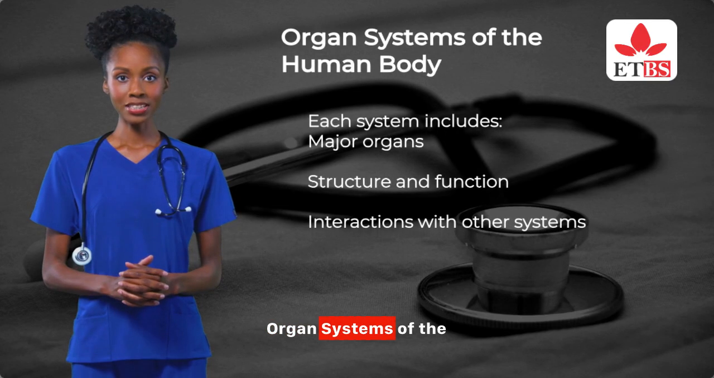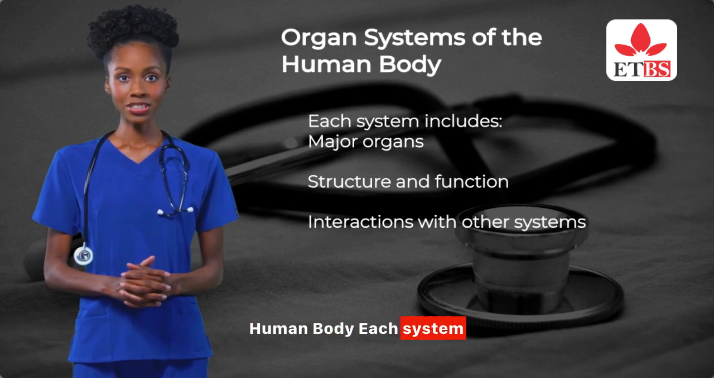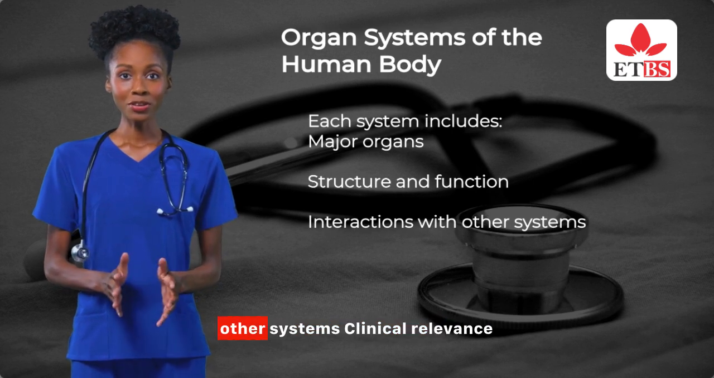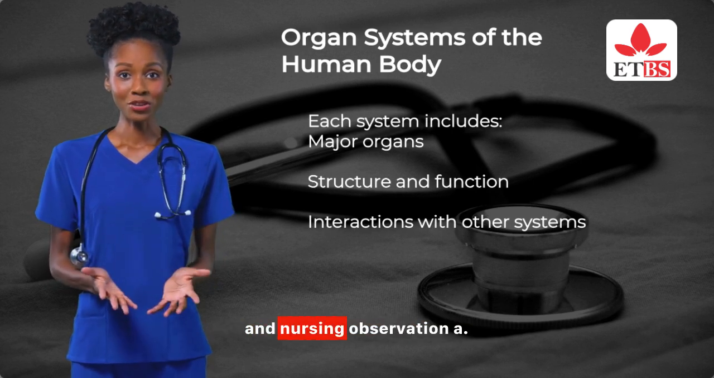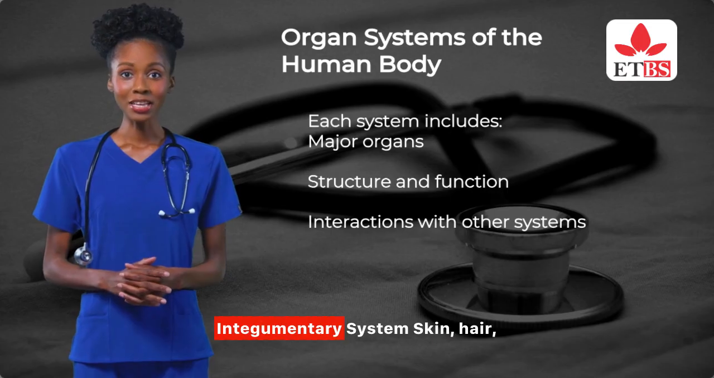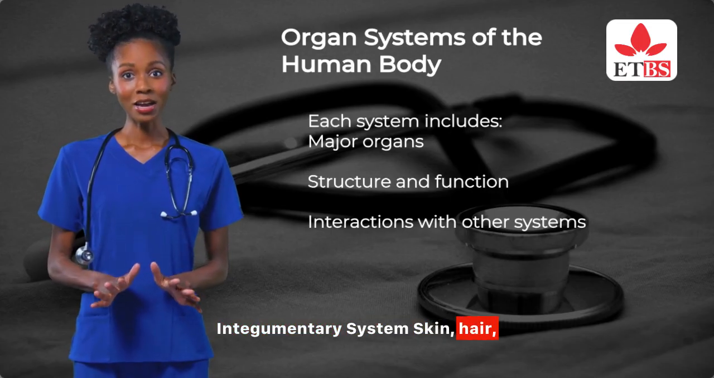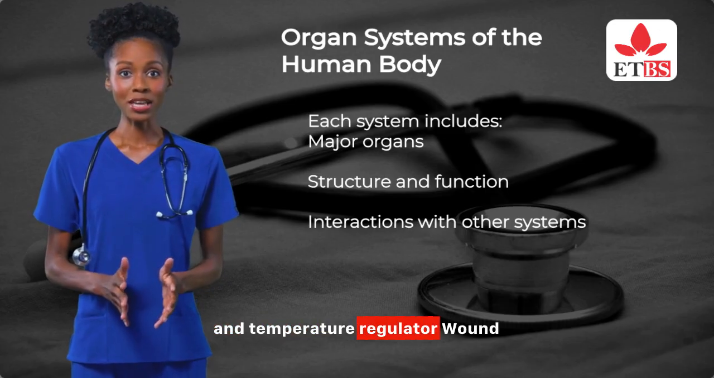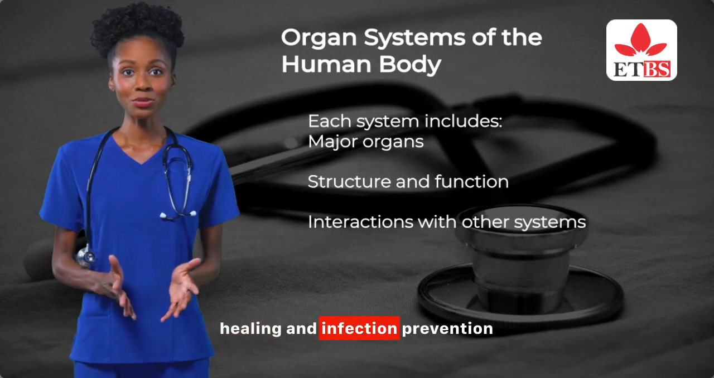5. Organ systems of the human body. Each system includes major organs, structure and function, interactions with other systems, clinical relevance and nursing observation. A. Integumentary system: skin, hair, nails, sweat, and oil glands. Skin as barrier and temperature regulator. Wound healing and infection prevention.